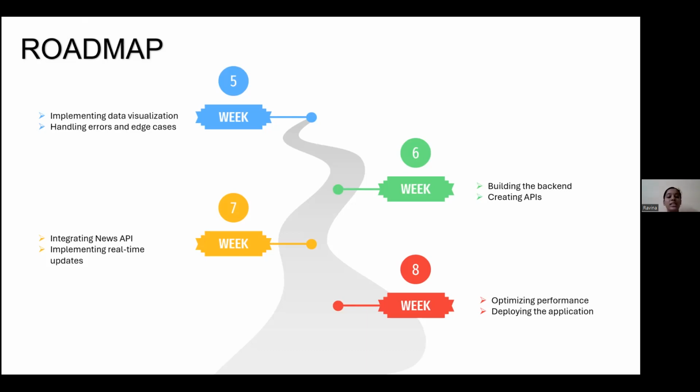For week 7, integrating news API, implementing real-time updates. Obviously, once we have created the API, we can integrate news API, which gives the updates of the stock market, real-time updates of the stock market. For week 8, up to week 7, we have to complete our work, and the last week is only for optimizing performance and deploying the application.